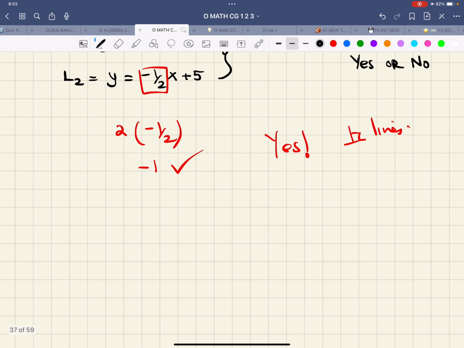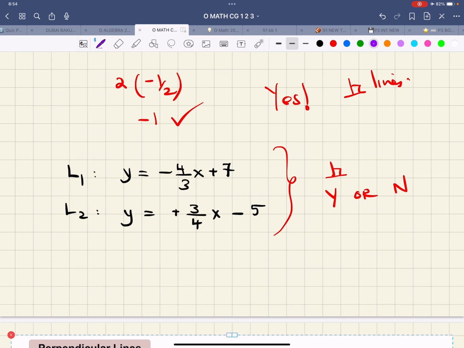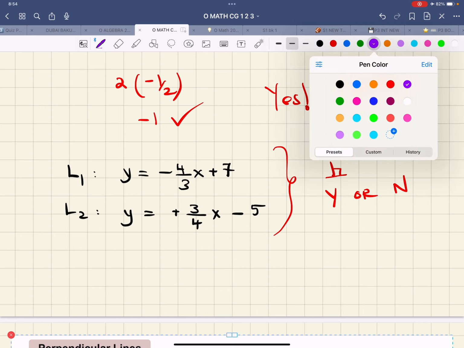Let me give you another example. Line 1: y equals negative 4 over 3 x plus 7. And line 2: y equals positive 3 over 4 x minus 5. Again, I need to check whether they are perpendicular, yes or no. First of all, the gradient is minus 4/3. So let me just highlight this.